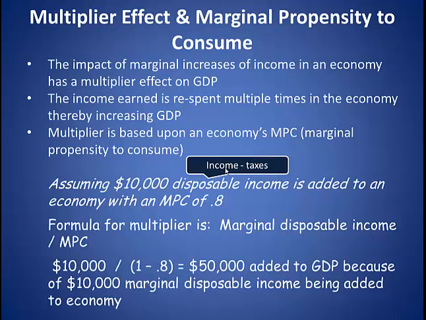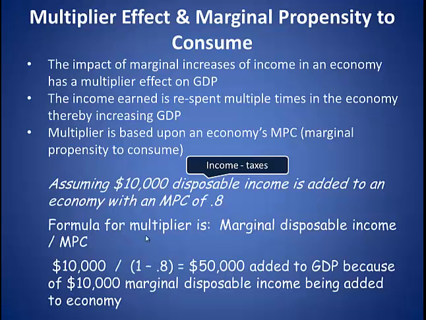That means for every dollar you receive in disposable income, you're going to spend 0.8, or 80% of that dollar. And then the next person, when they receive that, is going to spend 80% of what they've received, and so forth. So what you should also know is the formula for the multiplier.